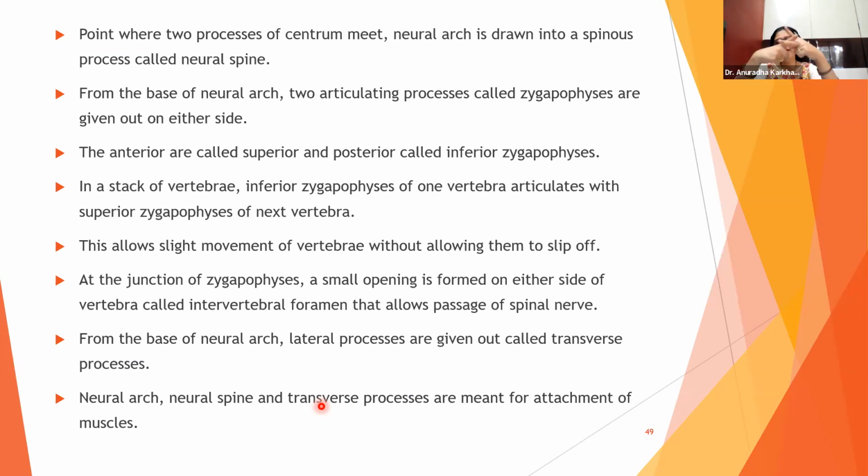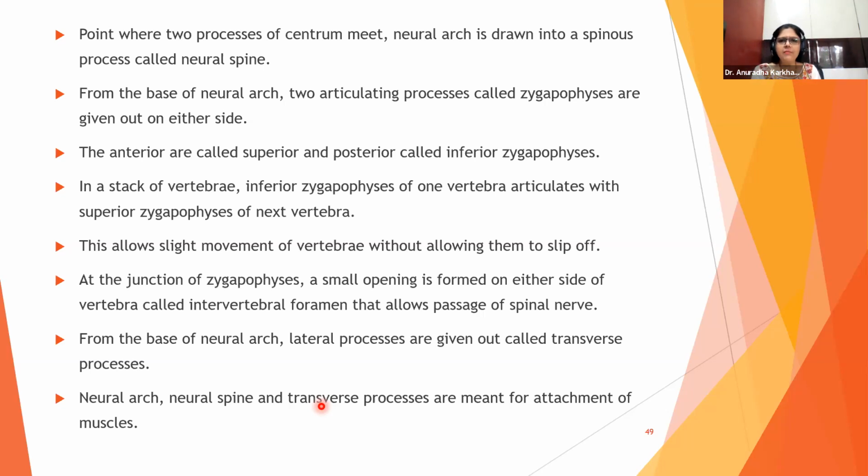So just now as I said, the inferior of one fits with the superior of the other, a locking process, just like a lock. This allows slight movement of the vertebrae without allowing them to slip off. At the junction of zygapophyses, a small opening is formed on either side of the vertebrae, which is called as intervertebral foramen, that allows passage of the spinal nerve.